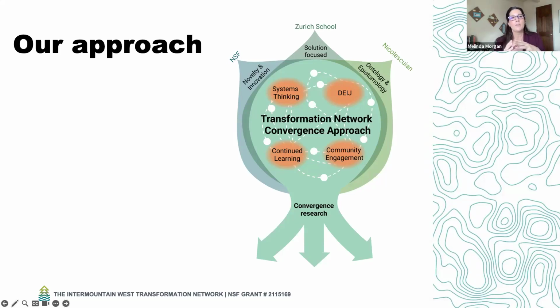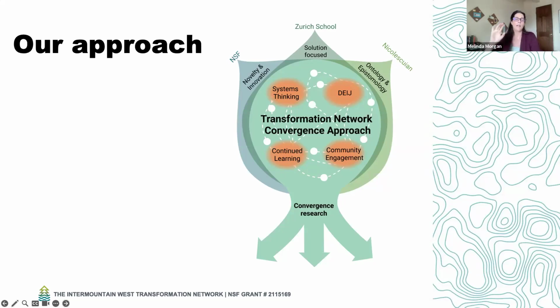And from the Zurich School, the solution-focused and societally responsive elements that overlap with NSF are very important. And of course, with the Nicholsonian School, the ways in which we're reaching across ontologies and epistemologies is something we're really emphasizing. And then to operationalize all of that, we have many different elements that we are working within that are represented in this figure.